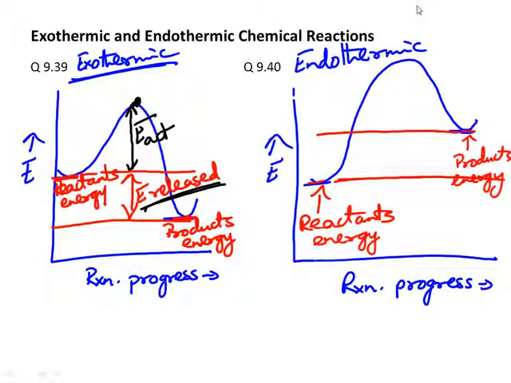The activation energy this time is, yes, the peak above the reactants. So this is the activation energy, and this is the energy that was actually consumed in endothermic reactions. That's the energy used up or consumed in the endothermic process. That's the energy that was absorbed.